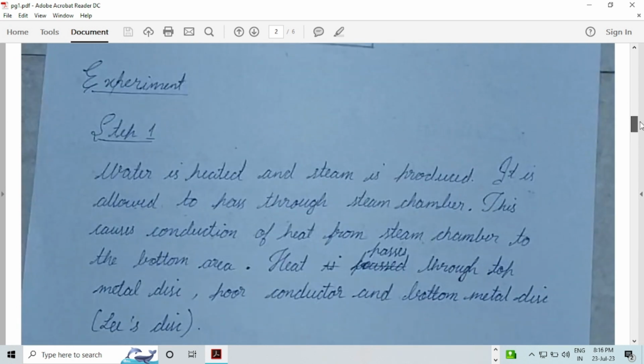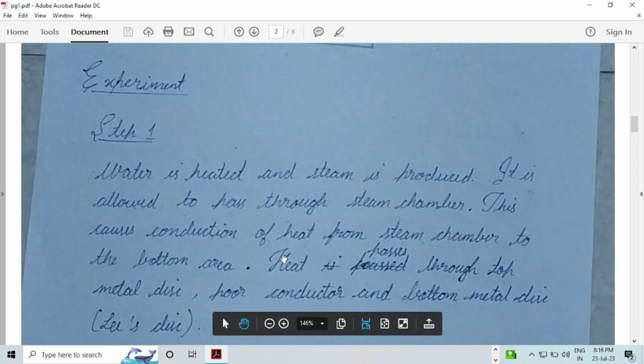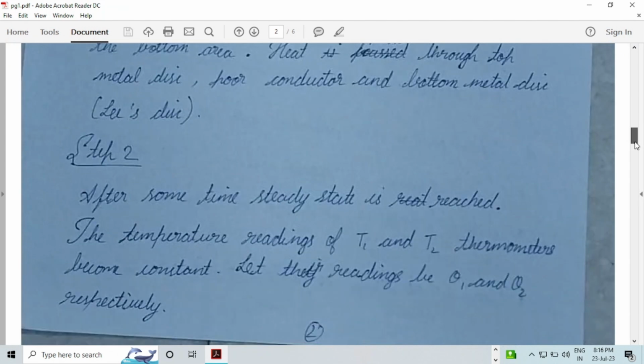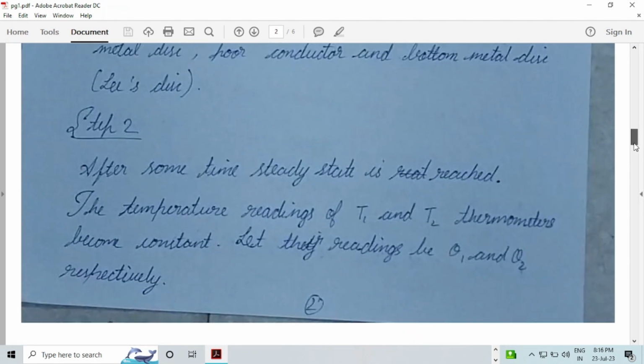Step 1. Water is heated and steam is produced. It is allowed to pass through the steam chamber. This causes conduction of heat from the steam chamber to the bottom. Heat passes through the top metal disc, the poor conductor and the bottom metal disc. The bottom metal disc is otherwise known as the Lee's disc. I have explained it before.